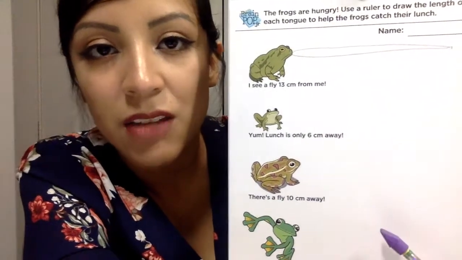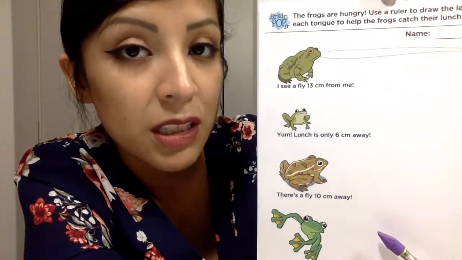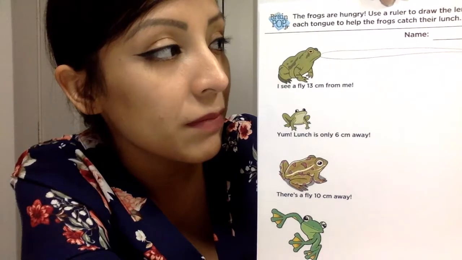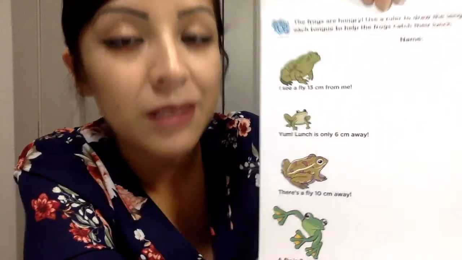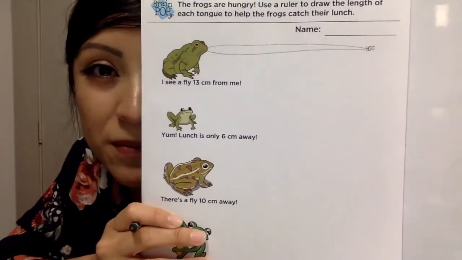Now that I drew that 13 centimeter long tongue, I might just draw a bug in there. Let me draw a quick bug to show that that's what he was trying to get. So I drew the little bug. It's 13 centimeters away from the frog.